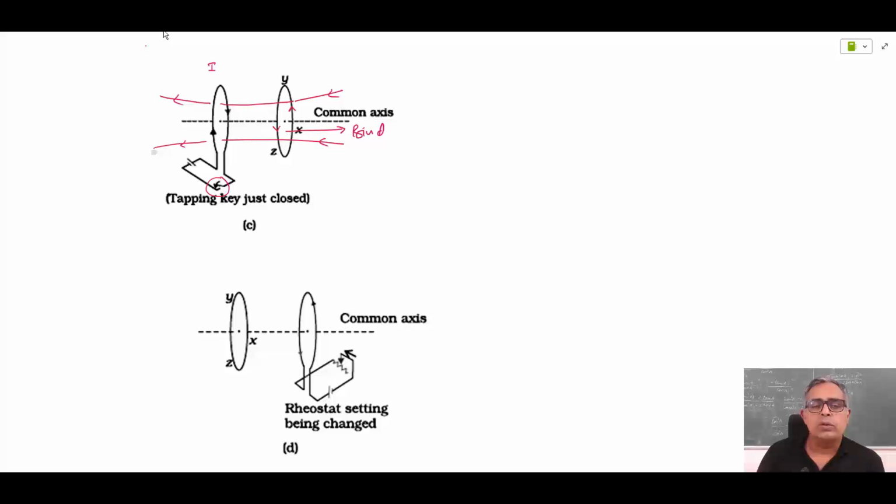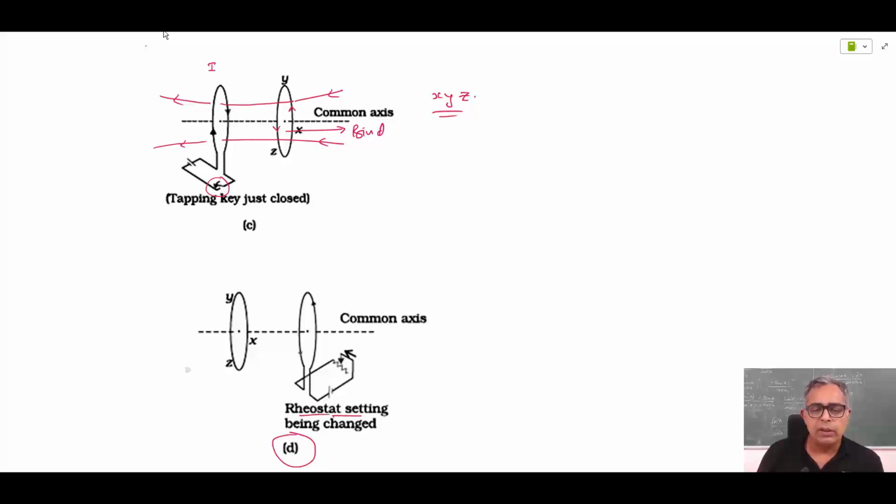Okay, so you can use your right hand again. Curl your fingers in the direction of the current, then the thumb is pointing towards the induced magnetic field, so that it will oppose the increase in magnetic flux. So the direction of the current, or the sense of rotation of current, can be said to be X, Y, Z.